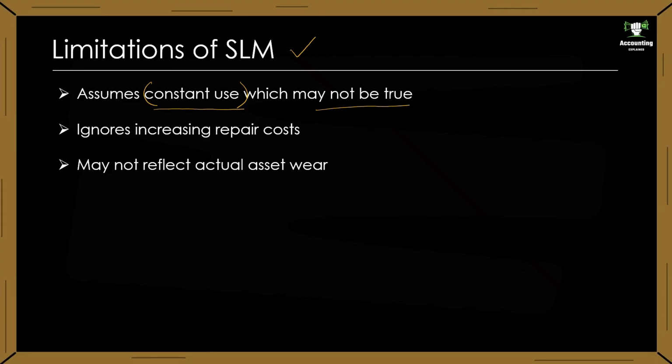Next point is it ignores increasing repair costs. Straight line method of depreciation does not account for rising repair cost during the later part of the life of the asset or diminishing efficiency over time. So the efficiency of the machinery will diminish over time because of wear and tear. That is not taken into account under straight line method. It may not reflect actual asset wear.